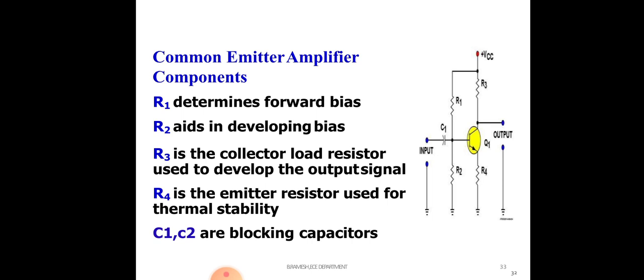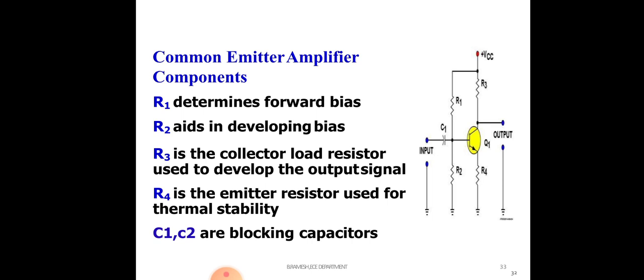The next one, the R3 resistor. R3 is a current limiting resistor, and it acts as the load resistor. By providing the VCC bias voltage, we are making the transistor operate in the active region. Here the C2 capacitor should actually be connected at the output terminal, but it is missing here.